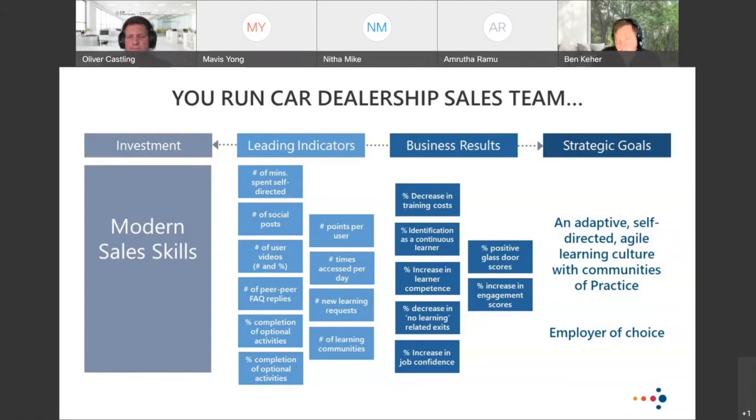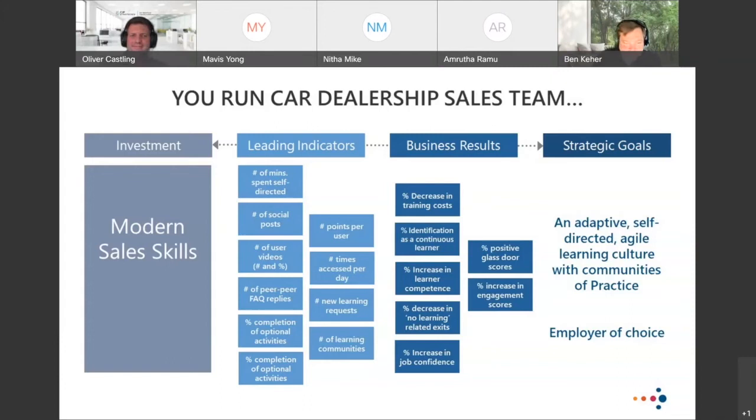And then my indicators, you guys have already got a bunch of these. Number of minutes spent in self-directed learning, number of social posts, number of user videos. So how many times are users uploading videos of themselves doing things? Number of peer-to-peer FAQ replies, if there's an FAQ. I've kind of hypothesized some of this, right? Percentage of completion of optional activities. So I might design it to have optional and mandatory activities as a mechanism to measure what people are doing. Are they only doing the mandatory stuff? Does putting the word mandatory in there drive a certain behavior? So you've got all these different things that you can do, and I think I've duplicated one, sorry about that.